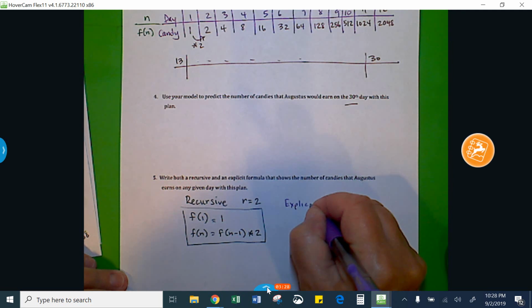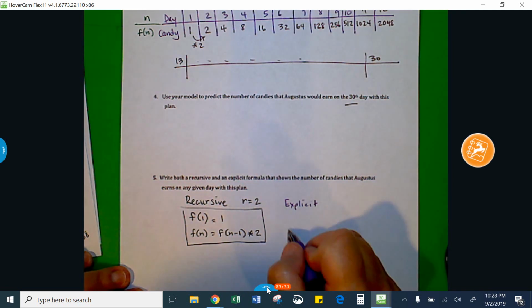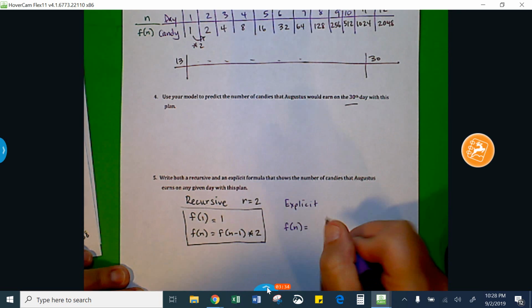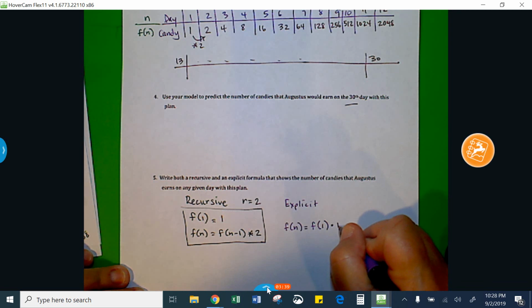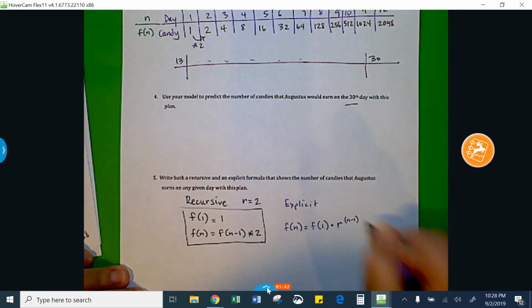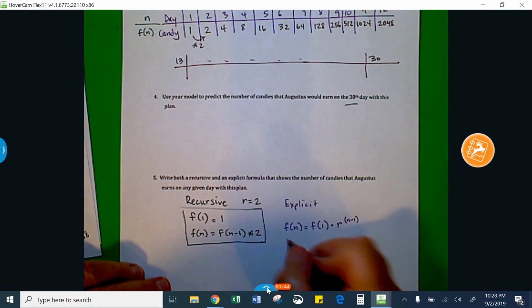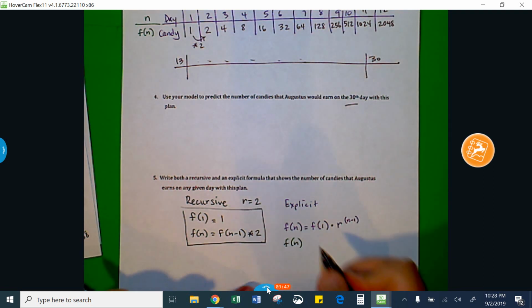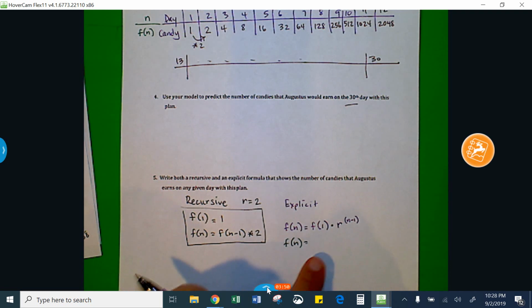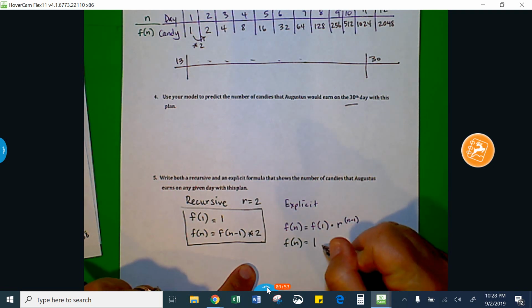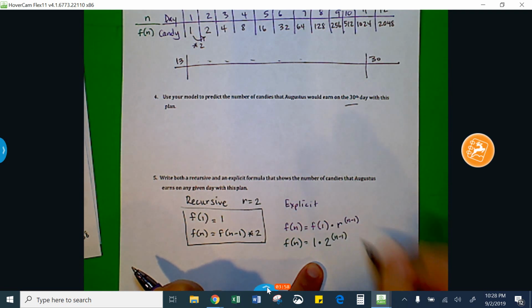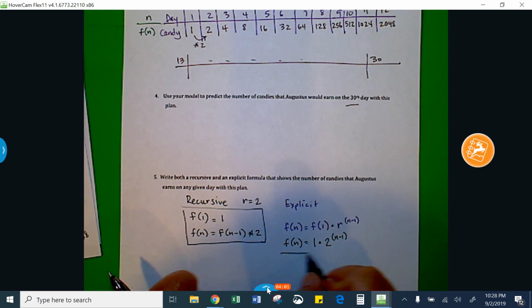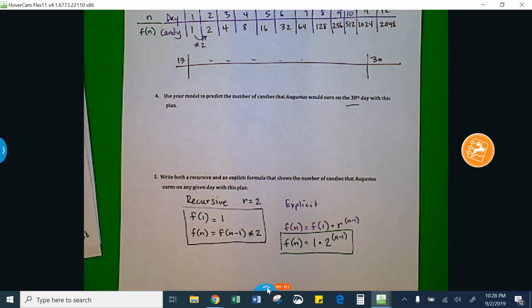Explicit is what we really need. In the explicit form, remember, it just starts with f of n equals, I'm going to go ahead and write this. It's f of 1 times the common ratio to the n minus 1 power. So let's fill in what that is. F of n is just our number of candies at any given time, and f of 1 is 1, and then times our ratio is 2 to the n minus 1 power. And we could actually write that without the 1, but I'm okay with it just like that. That's our explicit formula.